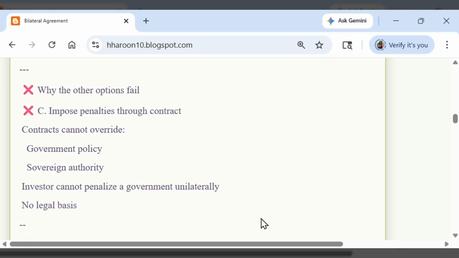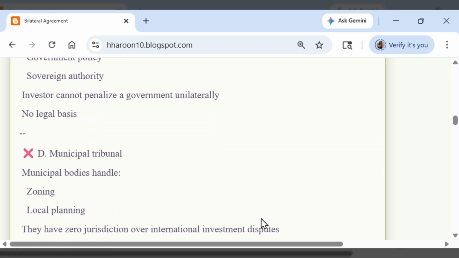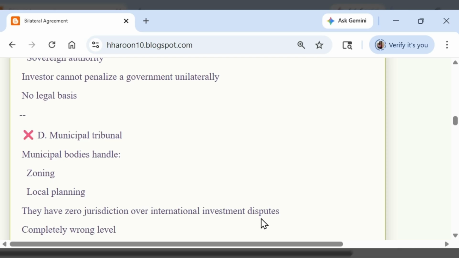Why the other options fail. C, impose penalties through contract: contracts cannot override government policy or sovereign authority. An investor cannot penalize a government unilaterally. No legal basis.